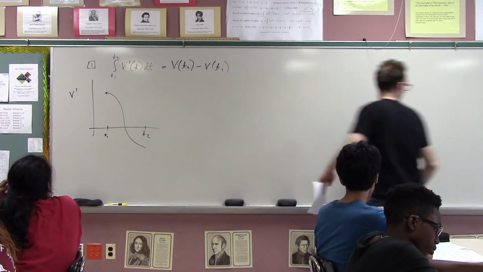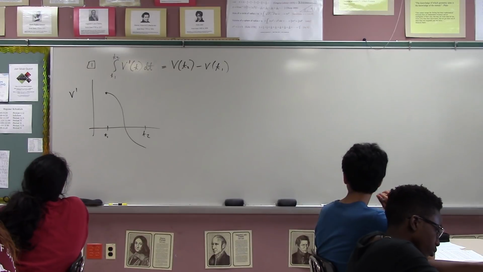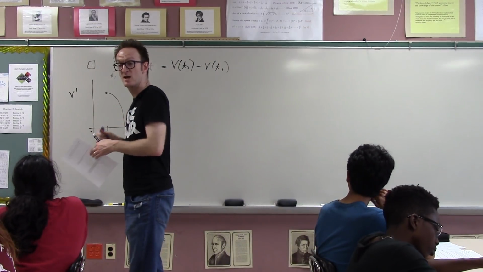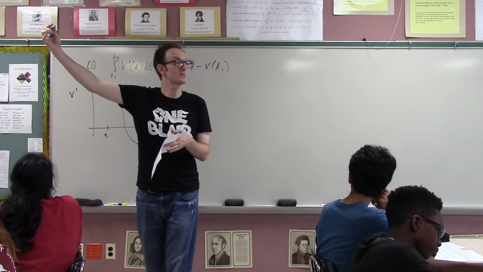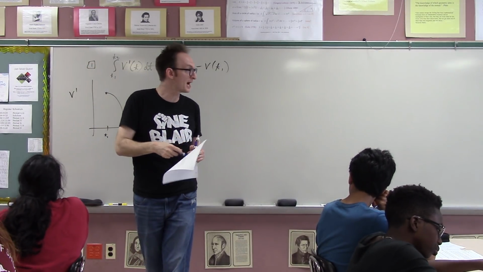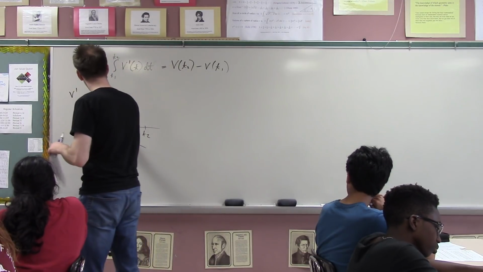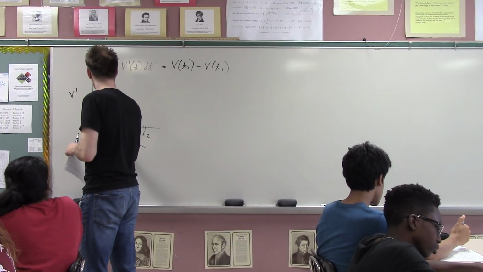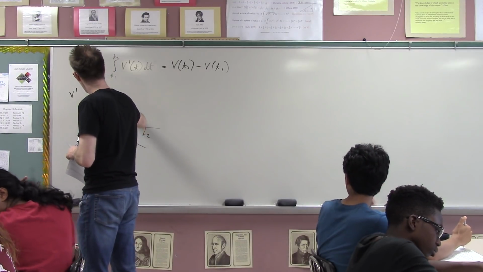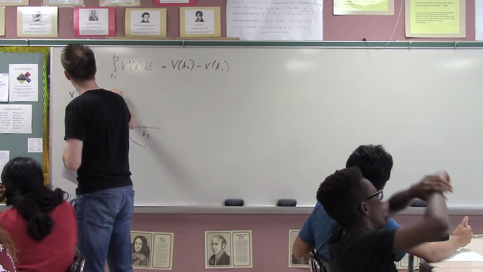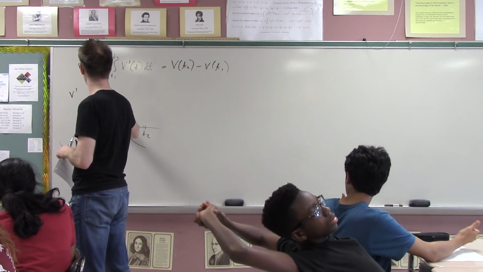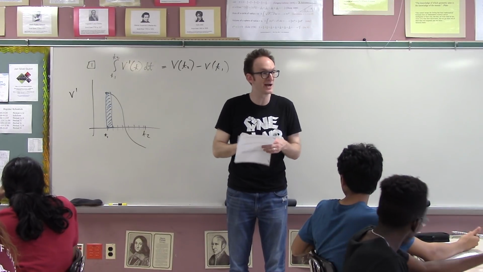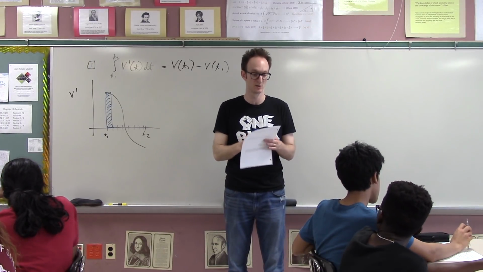If V prime is positive, it means that V is increasing, which means more water is flowing in than is flowing out. And if we were to partition this up into subintervals and take a little subinterval here and draw this rectangle, this is now a geometric interpretation of this problem. Then what is the meaning of the area of this rectangle in words?